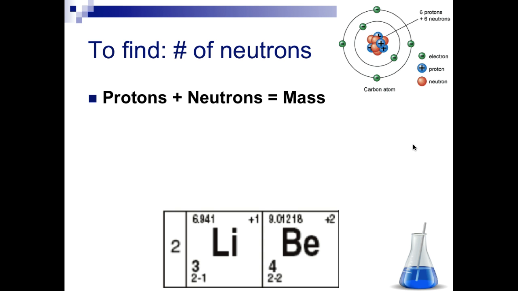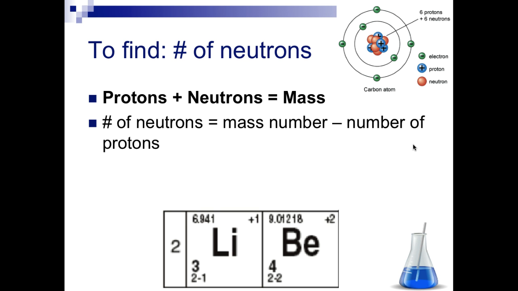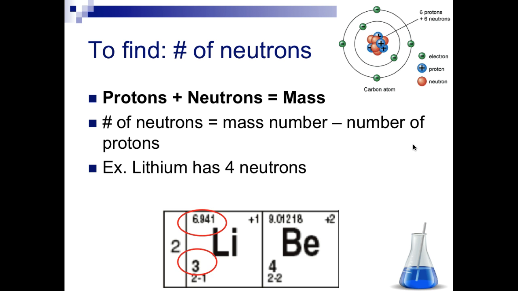Now let's find the number of neutrons. Protons plus neutrons equals the mass number. So the number of neutrons is going to be equal to the mass number, remember that was the atomic mass rounded to a whole number, minus the number of protons. For lithium, it has 4 neutrons. Our atomic mass is 6.941, and our atomic number is 3. So we round our atomic mass 6.941 to 7, subtract the 3 protons, and we get 4 neutrons.